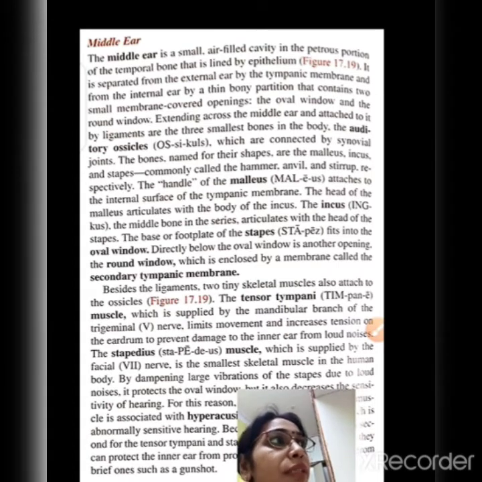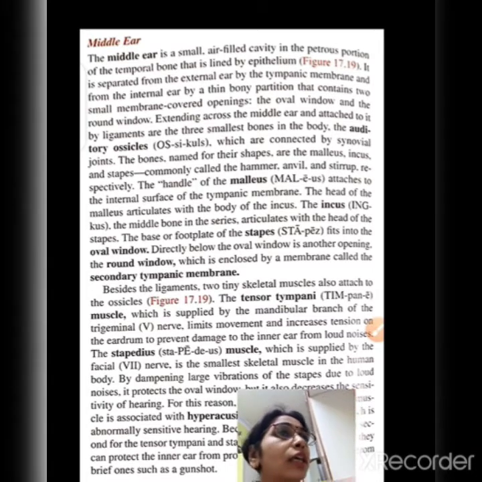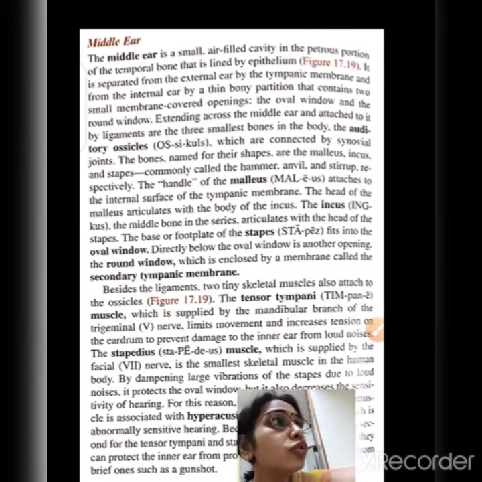This middle ear is a very small, air-filled cavity, basically in the petrous portion of the temporal bone only. It is lined by epithelium and separated from the external ear by the tympanic membrane, because the tympanic membrane is present at the end of your external ear and at the entry of your middle ear. It is separated from the internal ear by a thin bony partition that contains two small membrane-covered openings.